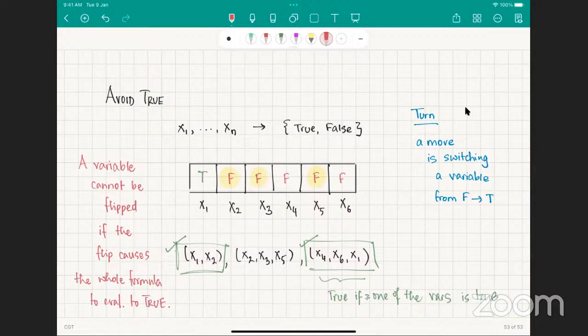So the highlighted flips here are actually flips that the second player cannot make, because the moment those flips are made, the whole formula becomes true. So in some sense, these are forbidden flips.